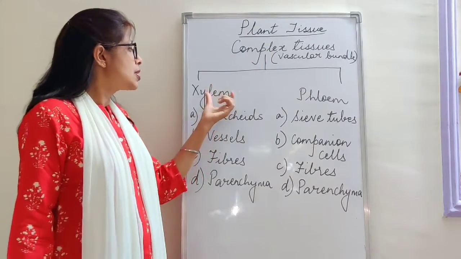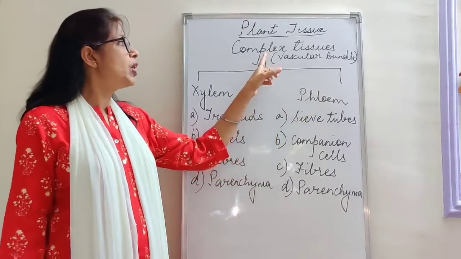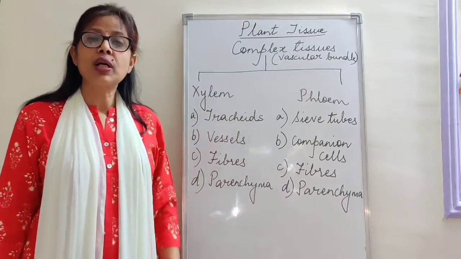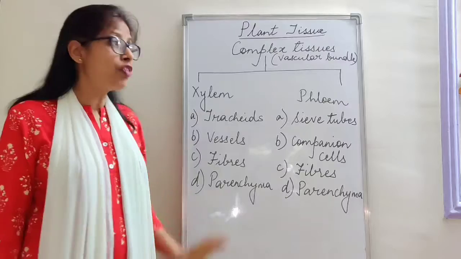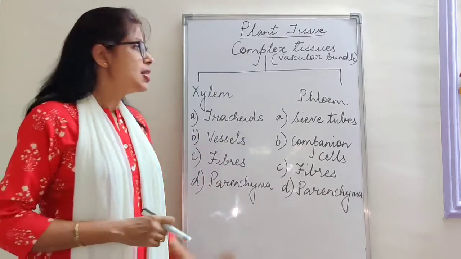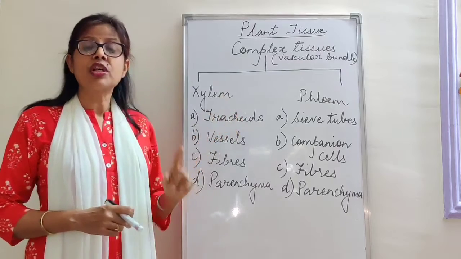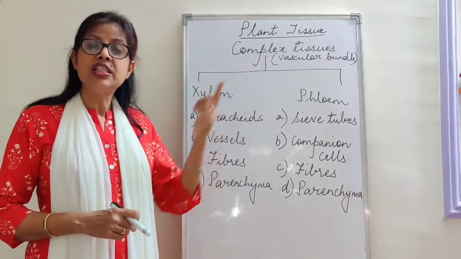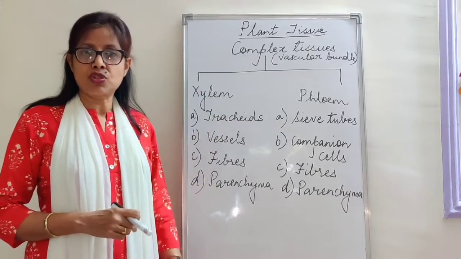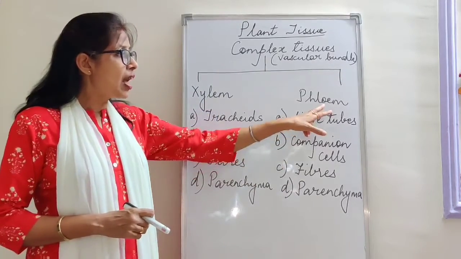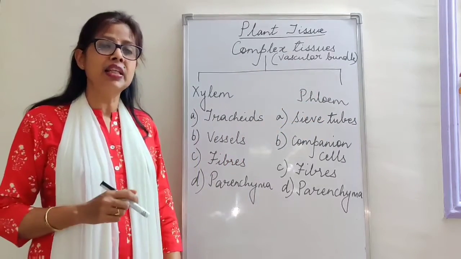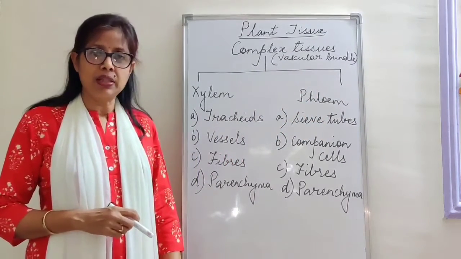Together, the xylem and phloem tissue form the complex tissue. They are also called vascular bundle. The main function of these tissues is transportation. Xylem transports water from roots to the tip of the plant, to the leaves and to various parts of the plant. Whereas phloem transports all the food that is prepared in the leaves to different parts of the plant.